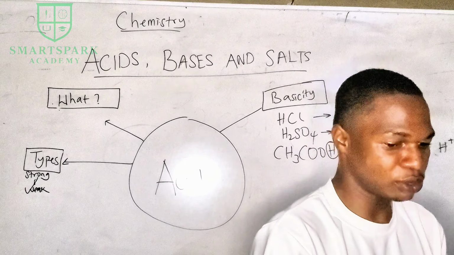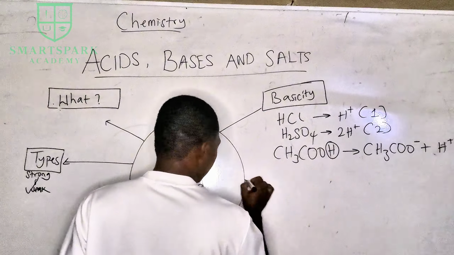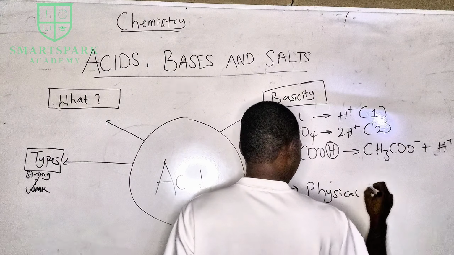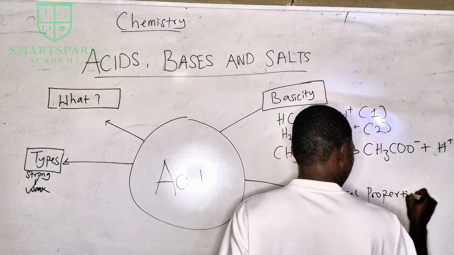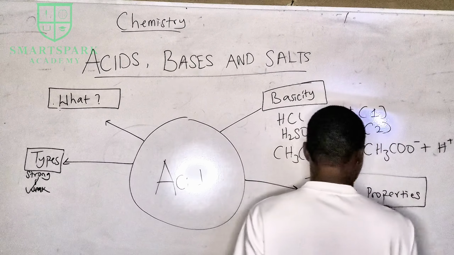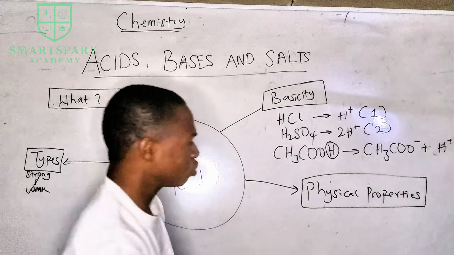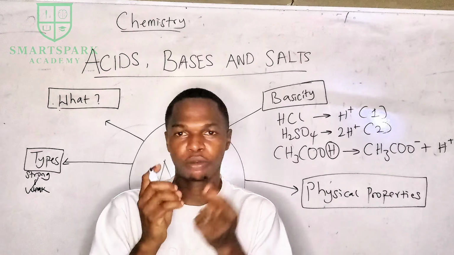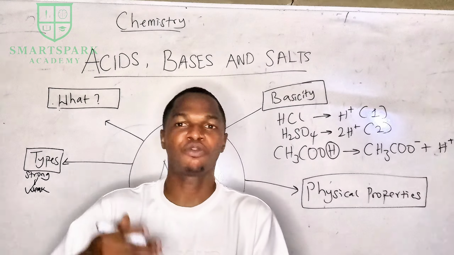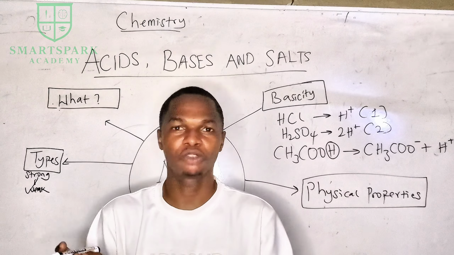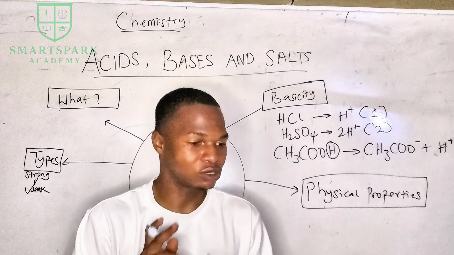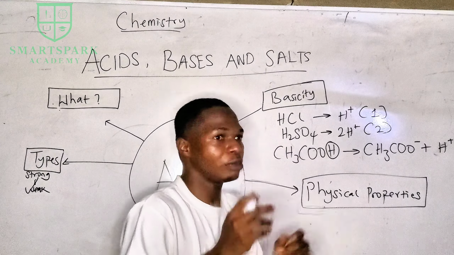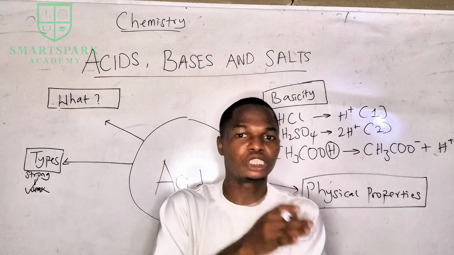Then the next thing is properties of acid. So you can put it here: physical properties of acid. Now, there is something very, very important you should know in physical properties of acid. There is no movement of ion. There's no exchange of ion. You get me? There's no exchange of ion in the physical properties of acid. In chemical properties, there's movement or exchange of ion.